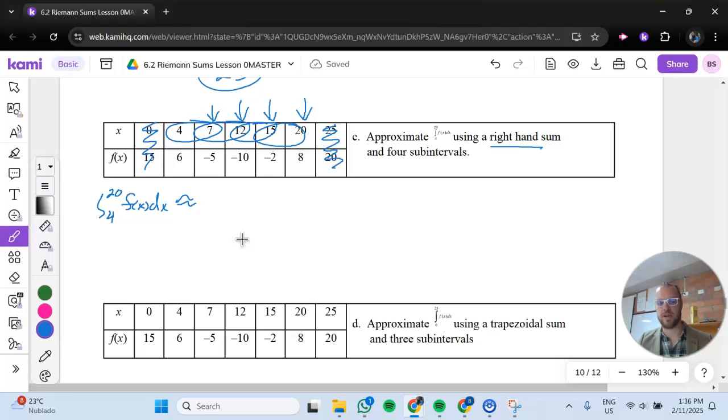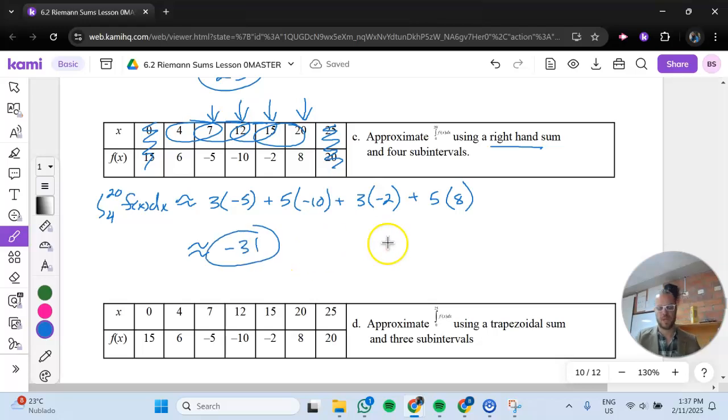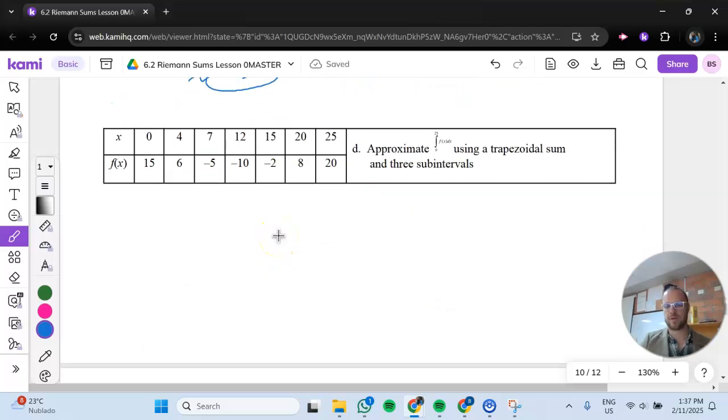Doesn't matter which one we start at. Let's go here. Our width is 3 from 4 to 7. Our height, though, is not 6. It's -5 because we're using the right-hand side this time. Then from 7 to 12, that's a width of 5 with a height of -10. 12 to 15 gives us a width of 3 with a height of -2 on the right side. And then from 15 to 20 is going to give us a width of 5 and a height of 8. Putting that all together here, we're going to end up with -31.